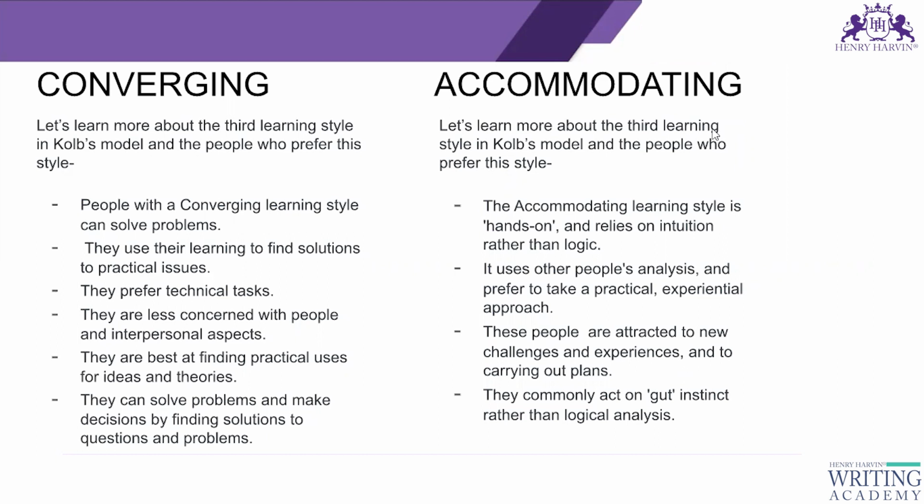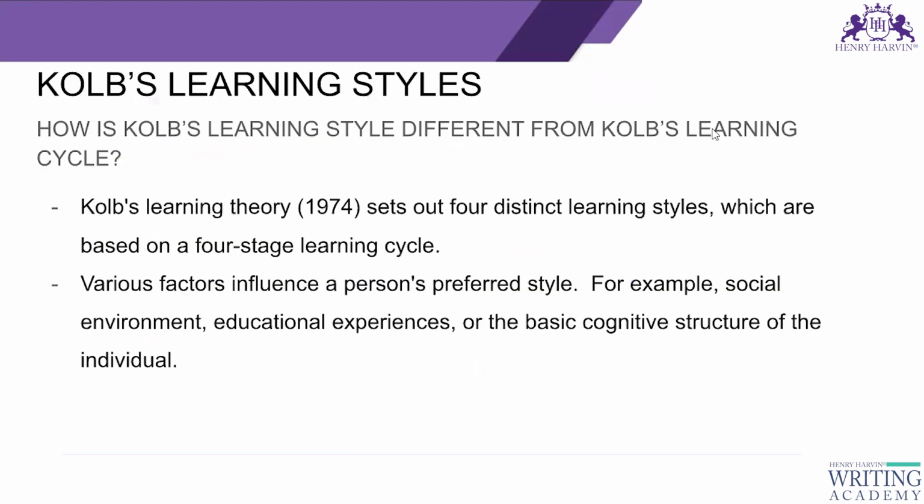So if I do an analysis, it uses that and performs more on the practical side, but it will not think logically. The person will not go logically; the person will go more on practical and experimental approaches. These people are attracted to new challenges and experiences and to carrying out plans. They commonly act on gut instinct rather than logical analysis. So these are the people who fall under this style. If they are comfortable adopting these learning styles, these are the things that will help them, or that will be developed under them. And these are the people who fall under those categories. Is this model clear to you?